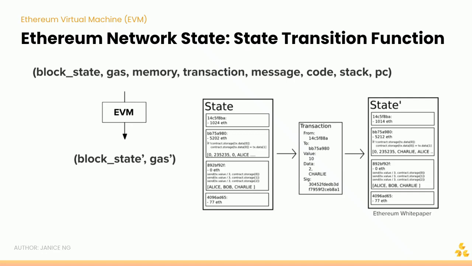And so even right here, these are a few of the components that go into each different state change or transaction. So we see the state, the gas involved, memory, transaction, if there's a message, the code, stack, and PC. Some of these will make sense in a little bit, but you don't have to worry too much about these.